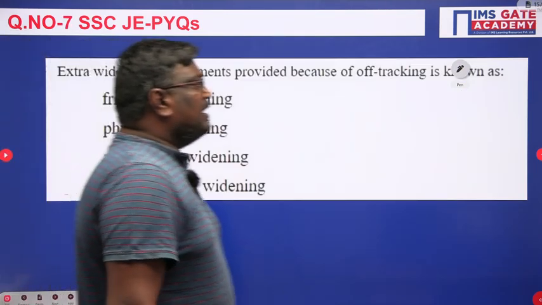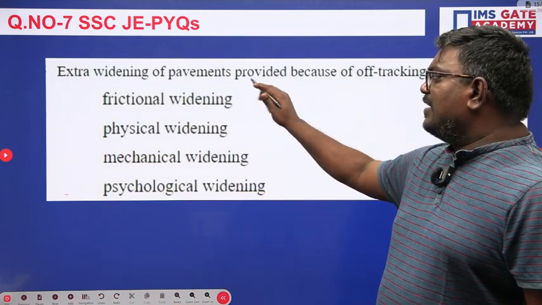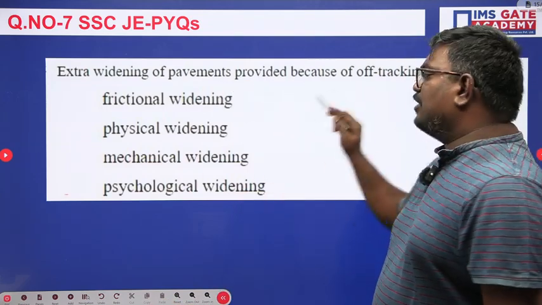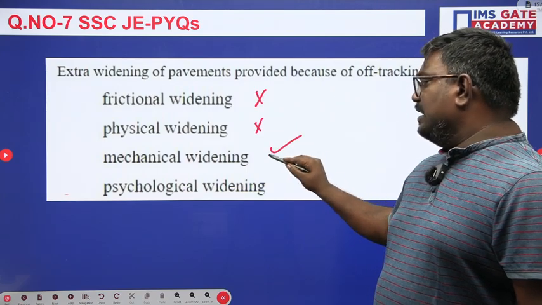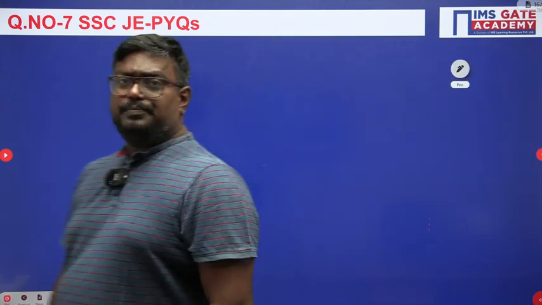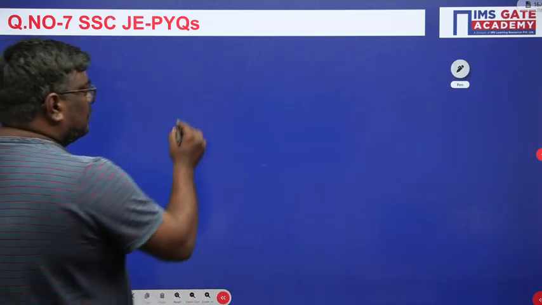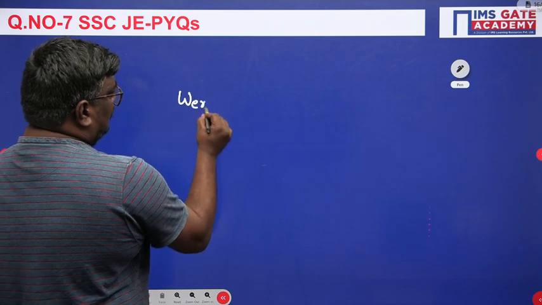Now extra widening, see here. Students, extra widening of pavements provided because of off tracking is fractional widening, no; physical widening, no; mechanical widening is the right answer. But let me tell you some things here, students. If they ask you, extra widening is given by the formula.